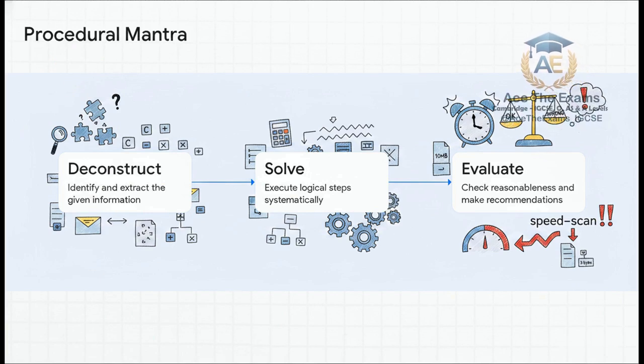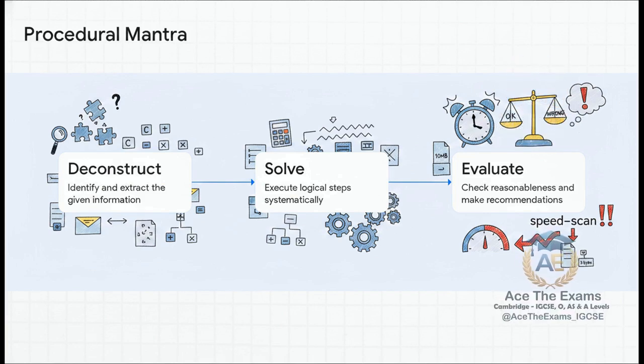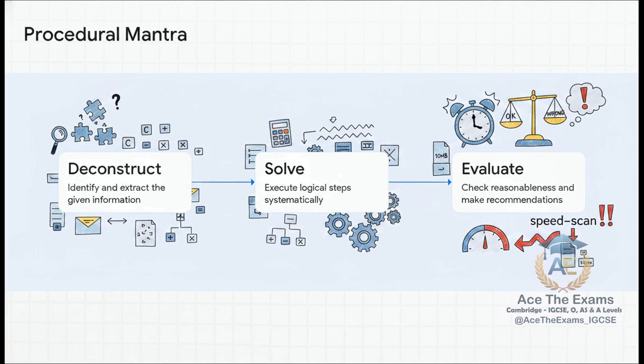Step 3. Evaluate. This is the step everyone forgets. You must step back, look at your answer, and check it for reasonableness. Make justified recommendations. Think about it. If your calculation says a lossless compression algorithm somehow compressed a 10-megabyte video file down into 3 single bytes, your internal evaluation should immediately trigger a massive alarm that something in your math is deeply wrong.